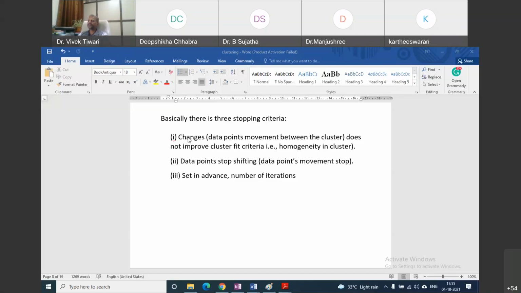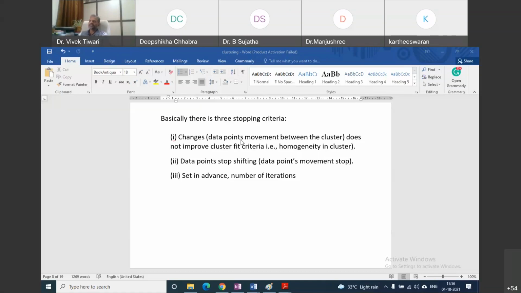First, changes, meaning that the way I have explained, the data points are changing their membership. It will not happen with only one data point. It may happen with any number of data points. Some data points will not change their memberships, some will. So suppose this changing is happening, and data points keep on changing their membership throughout the iteration.